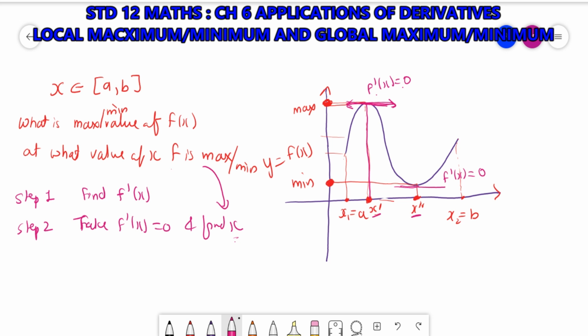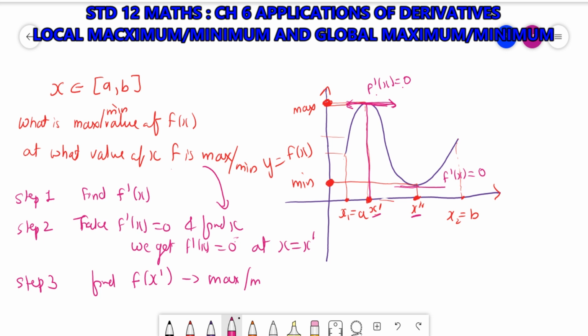Now what is the maximum or minimum value? Let's say we get f dash x equal to 0 at x equal to x dash. So step 3, find f of x dash. This will be the maximum or minimum value of f of x.